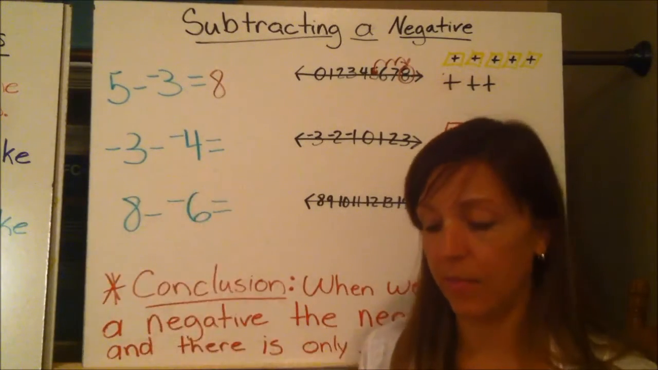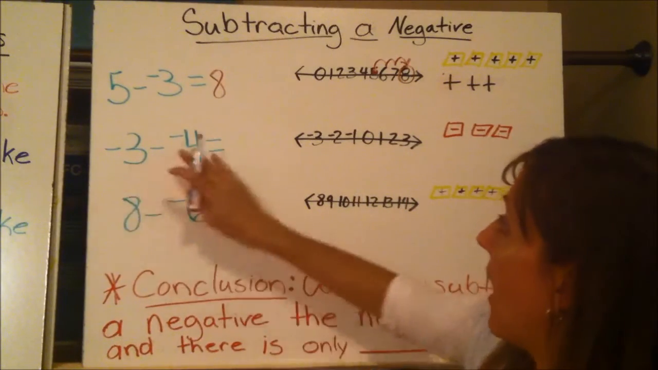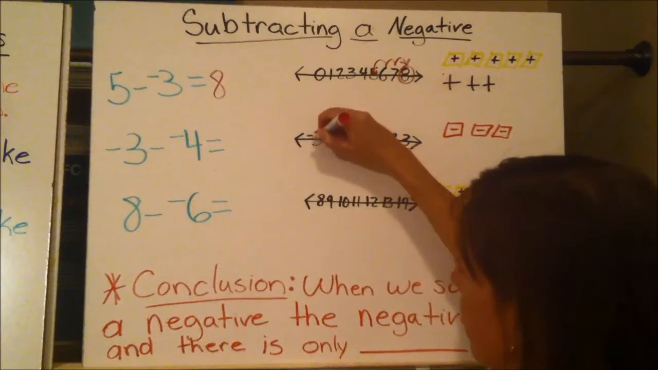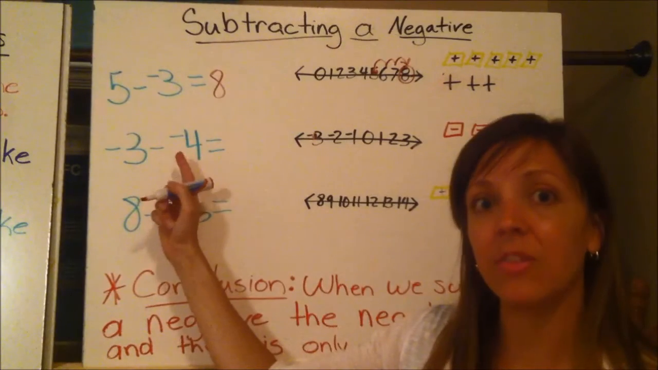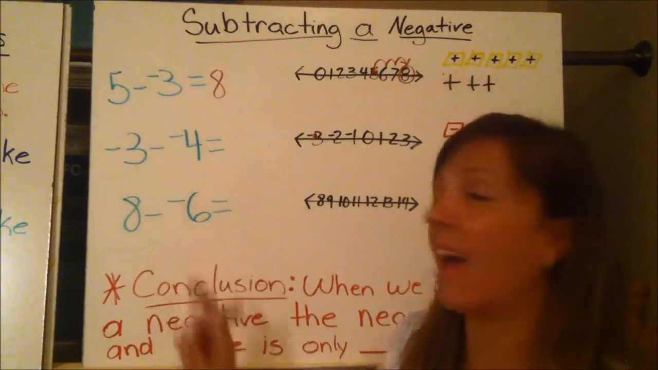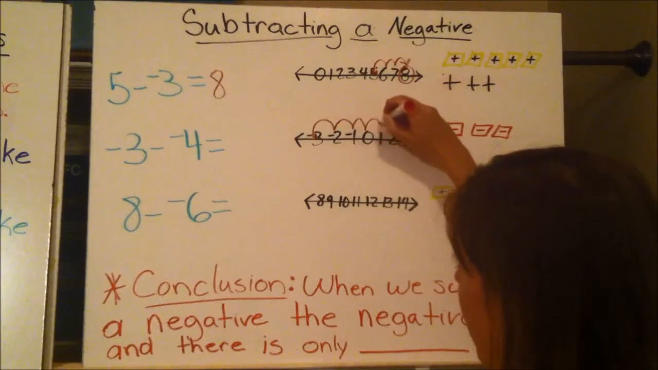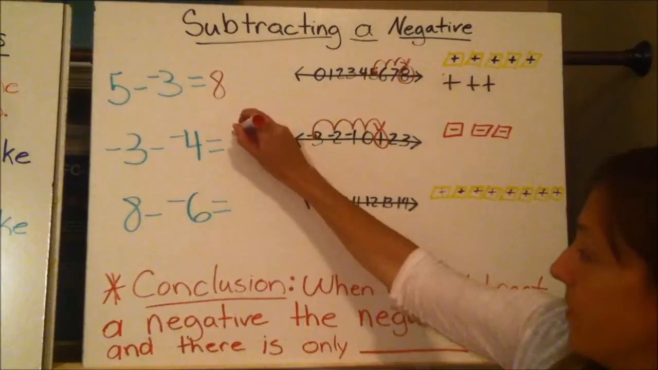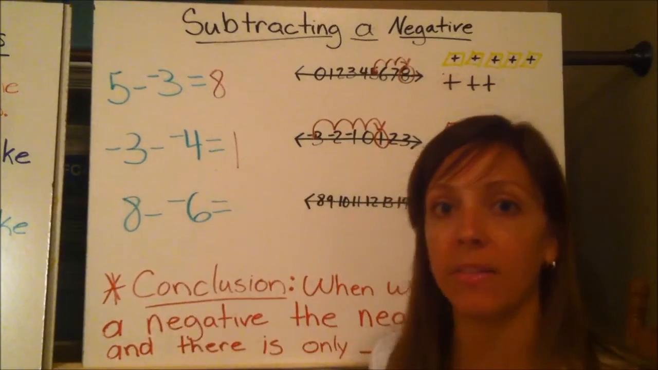-3 minus a -4. Again, I have a -3, so I'm going to start at -3 on my number line. And this is minus a negative, so I am actually going to add 4. 1, 2, 3, 4, and I get 1. Because remember, when you take away negativity, all that's left is positivity.